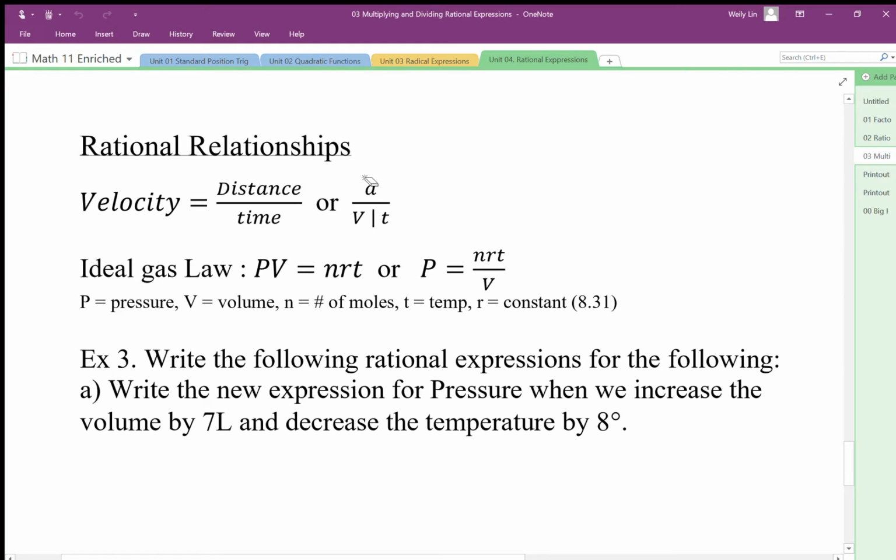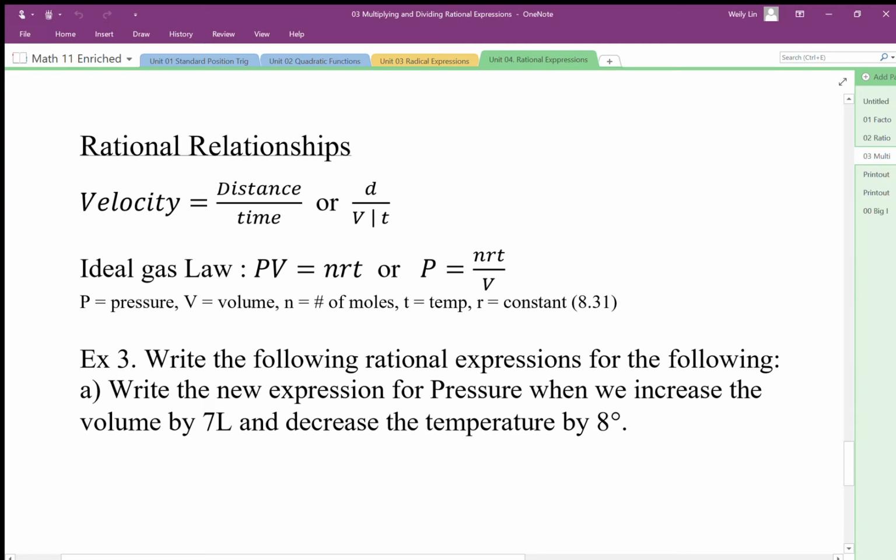So we can say that distance is equal to velocity times time. Time is equal to distance divided by velocity. Velocity is equal to distance divided by time. Okay, so that's something very useful that many of you guys have seen in science.